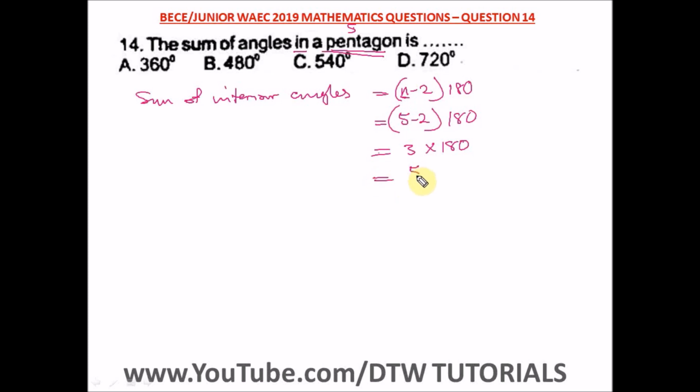And what is 3 times 180? Punch in your calculator, you're going to get 540. Or if you want us to do this together, times 3: we have 3 times 0 is 0. 3 times 8, we are going to have 24. Carry 2. 3 times 1 is 3 plus 2, we have a 5. So that's how we got 540 degrees. So our right option here is option C.